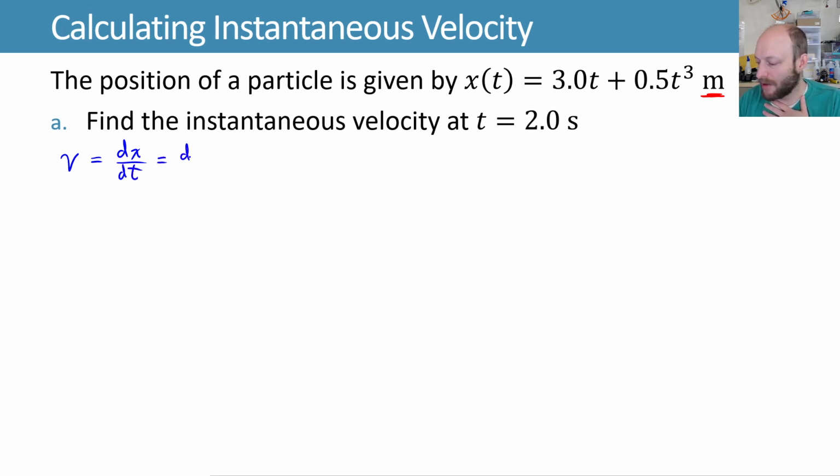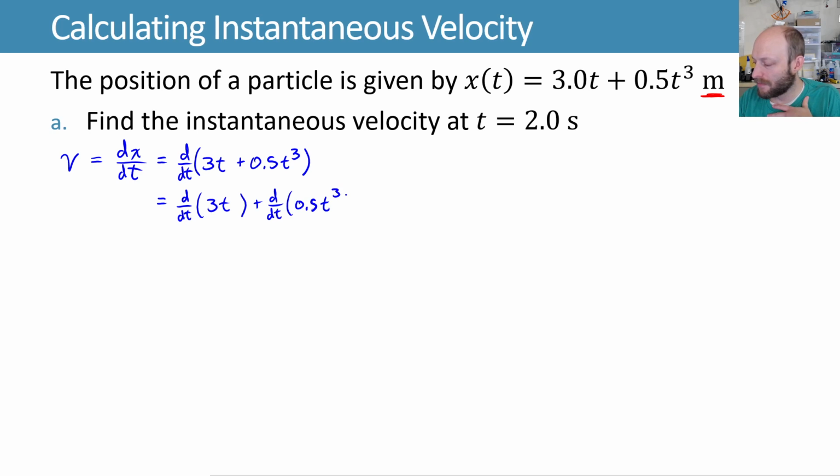That means that I take the derivative with respect to time of this function x as a function of time. So I can say it's the derivative with respect to time of, and I'll just plug in this function, 3t plus 0.5 t cubed. So I just need to evaluate this. In case you haven't evaluated a lot of derivatives, I'll tell you how we do this. Well, you can break this down into two different things and say this is the same thing as the time derivative of 3t plus the time derivative of 0.5 t cubed.